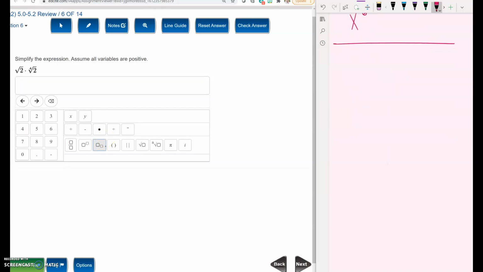This is the first one that isn't super straightforward. You cannot combine the 2's because the index is not the same. You have to remember that the square root of 2 is the same as 2 raised to the 1/2. The 4th root of 2 is the same as 2 raised to the 1/4. Now the bases are the same and we're multiplying, so we're going to add those exponents together. 1/2 plus 1/4 is 3/4. So our answer here is 2 to the 3/4.